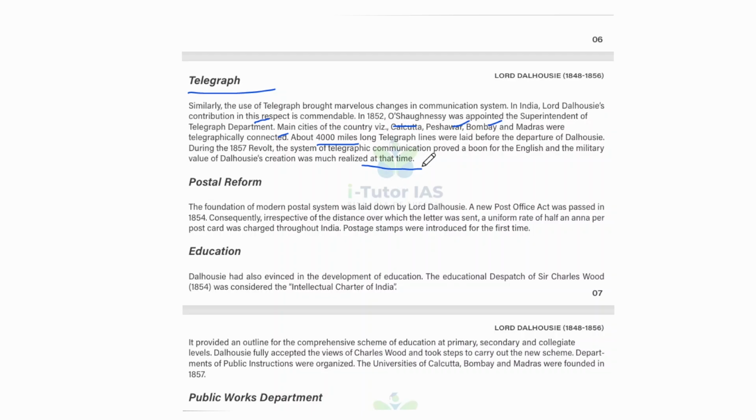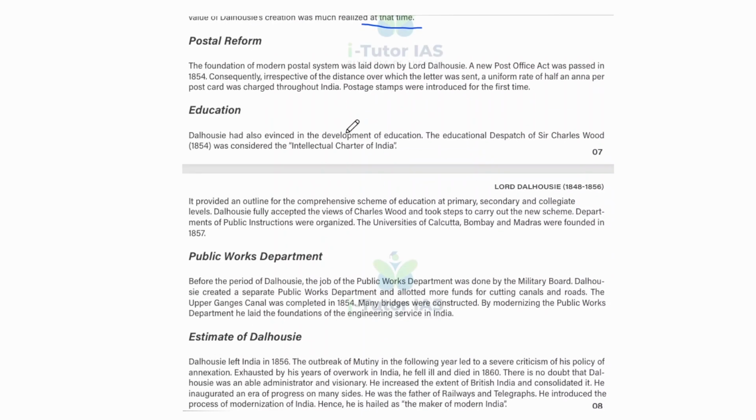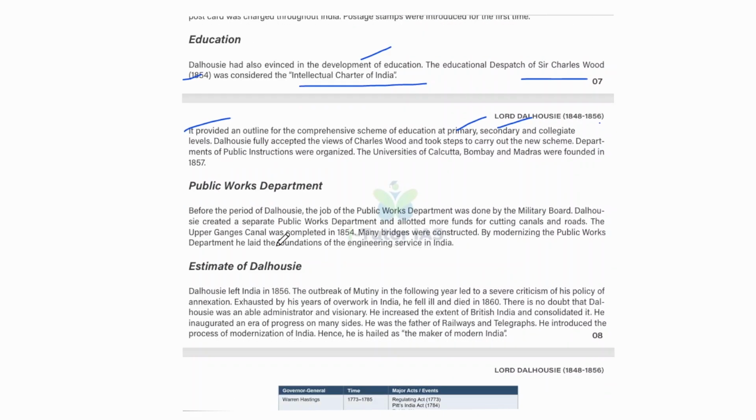And education. Dalhousie was also concerned with the development of education. The educational dispatch of Sir Charles Wood in 1854 consolidated the intellectual charter of India, and it provided an outline for a comprehensive scheme of education at the primary, secondary, and collegiate level. Dalhousie fully accepted the view of Charles Wood and took steps to carry out the new scheme. Departments of public instruction were organized, and the universities of Calcutta, Bombay, and Madras were founded in 1857.